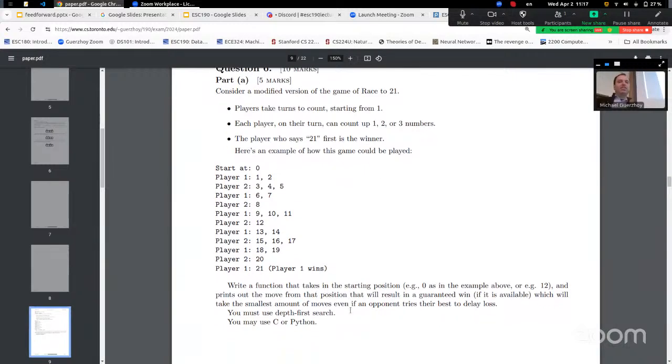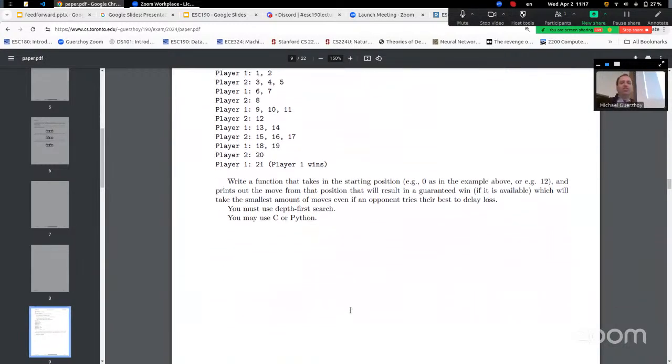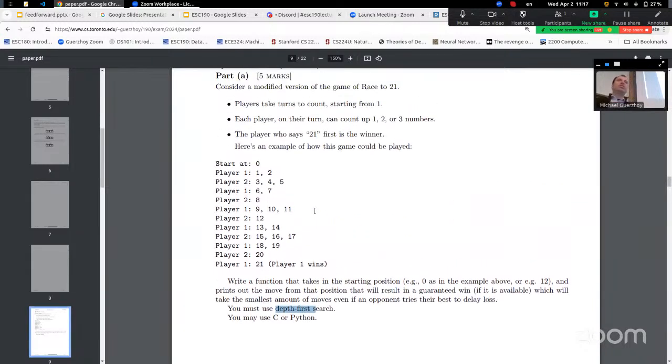But here there is an additional requirement, and the requirement is that you must use the depth first search algorithm. So what does that mean? It means that you're not just solving the question, you're thinking about the question in terms of what we talked about last lecture, right? So you're thinking about the game states of raised to 21 as a graph, right?